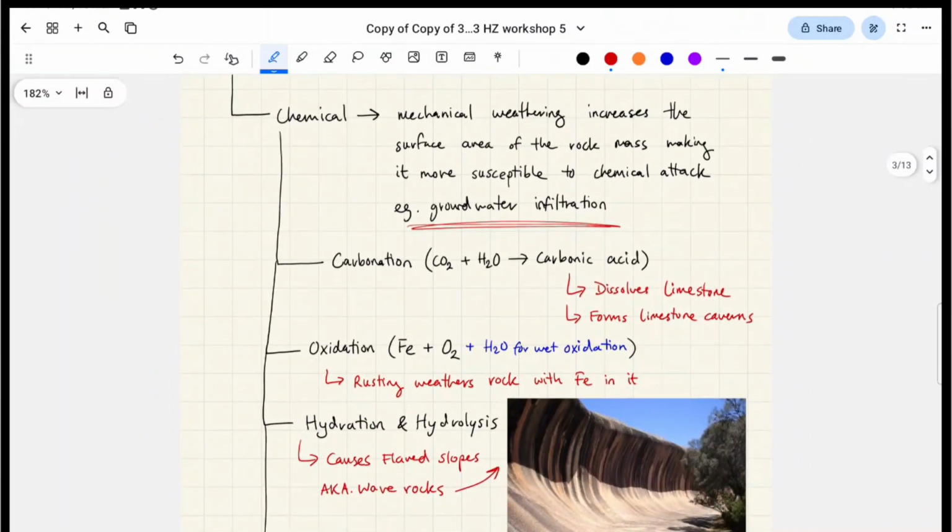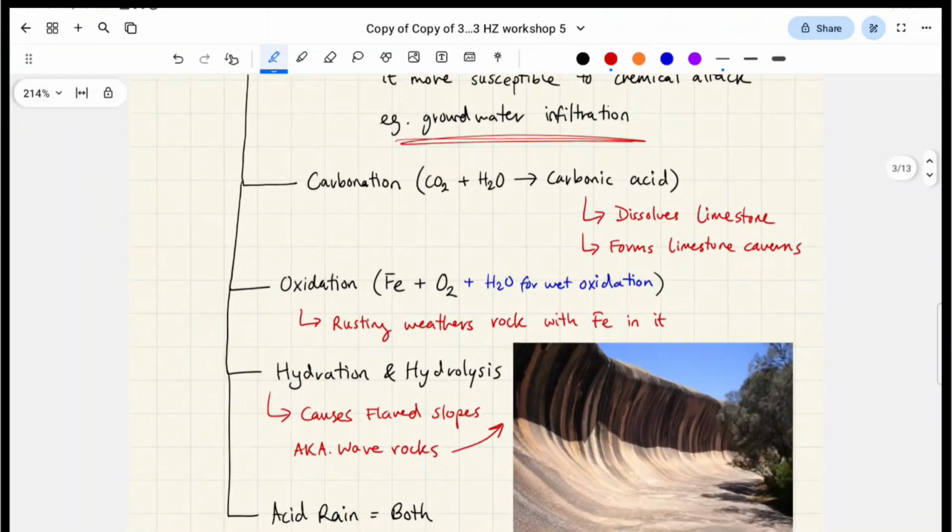So here I've listed a couple of chemical processes which happen. Carbonation is one of them. Carbonation is when you have carbon dioxide and water turning into carbonic acid, which is some sort of acid, I'm not very good at chemistry. But it dissolves limestone when it interacts with limestone, for example. And this is how limestone caverns form. So if you haven't picked a topic yet for your research assignment, maybe you can look into limestone caverns and how they form. It's essentially due to this chemical weathering effect.